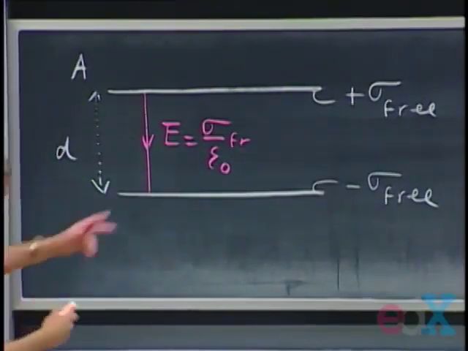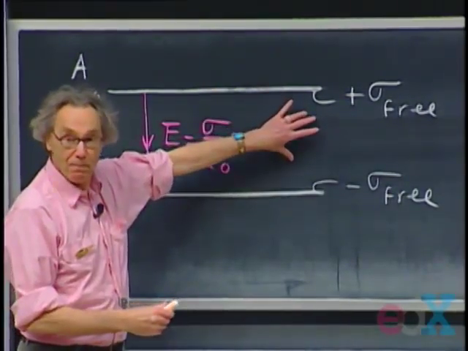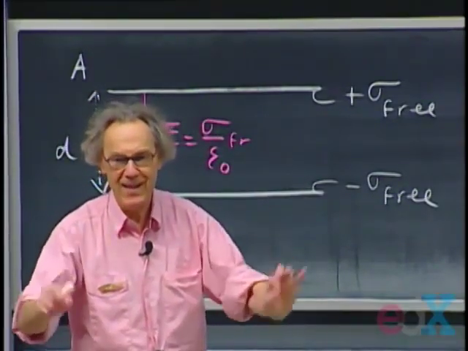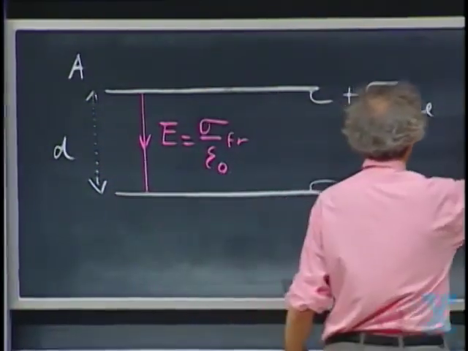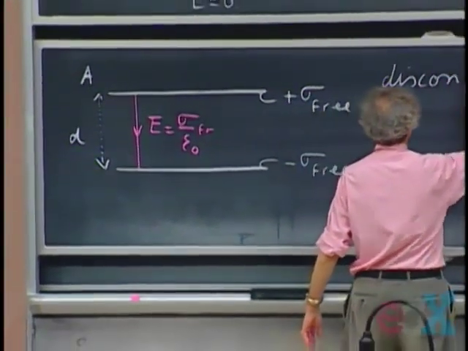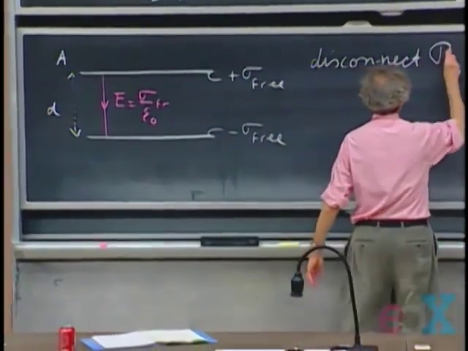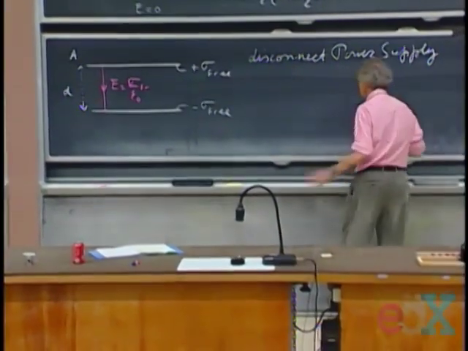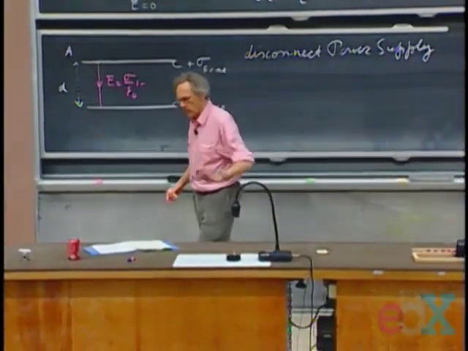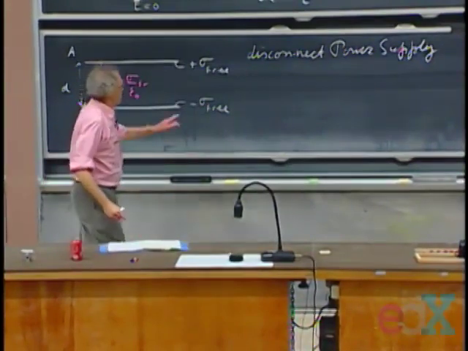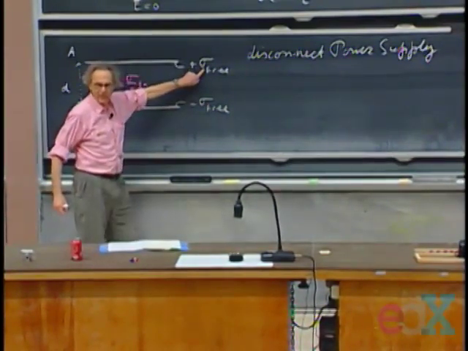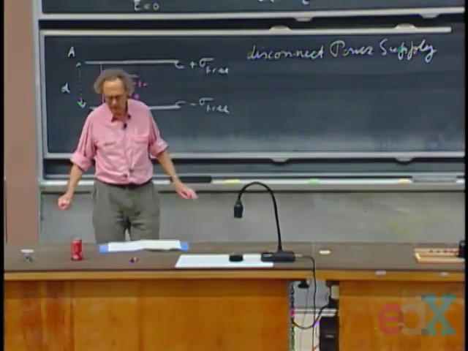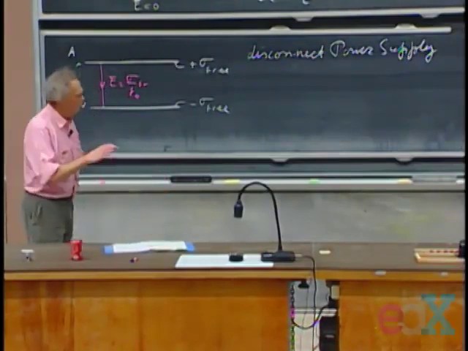I charge it up using a power supply, and now, and this is crucial, I disconnect the power supply. I take the leads off. So that means, and this is crucial, that whatever comes, this charge is trapped, can never change. No matter what we're going to do. Power supply has been disconnected, that sigma free is trapped.